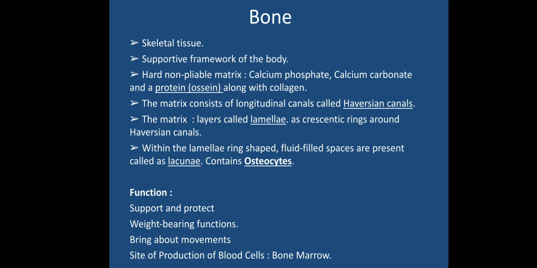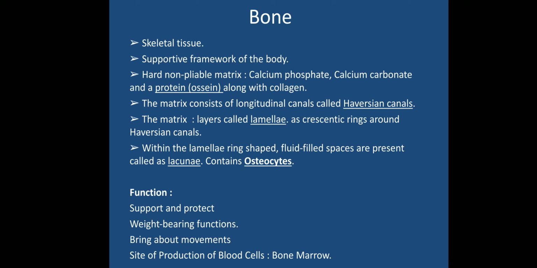They are hard but non-pliable. They cannot be pressed easily. The matrix of bone mainly consists of calcium phosphate and calcium carbonate. You have to keep this in your mind. So they consist mainly of calcium salts. Which salts? Calcium phosphate and calcium carbonate. They also consist of a specific protein called ossein, along with collagen. These are the different components of the bone.